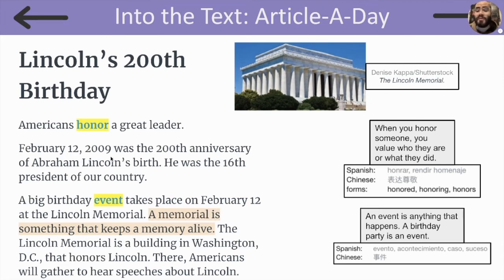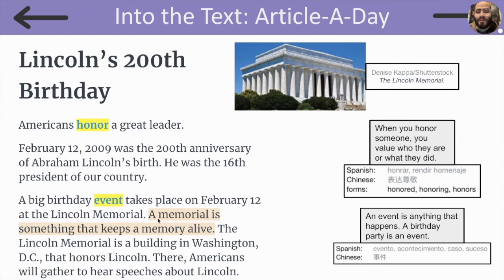February 12, 2009 was the 200th anniversary of Abraham Lincoln's birth. He was the 16th president of our country. A big birthday event takes place on February 12th at the Lincoln Memorial. An event is anything that happens. A birthday party is an event. In Spanish, we say evento, acontecimiento, suceso.